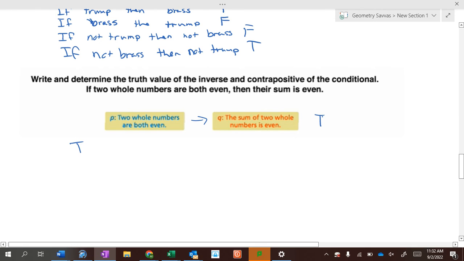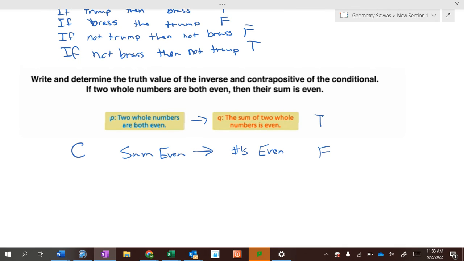Let's look at the converse first. The converse. If the sum is even, then the numbers are even. True or false? If the sum of two numbers is even, then those two numbers have to be even. False. 1 and 3 are examples. 1 and 3 have a sum of 4, so the sum is even, but that doesn't make them even numbers.